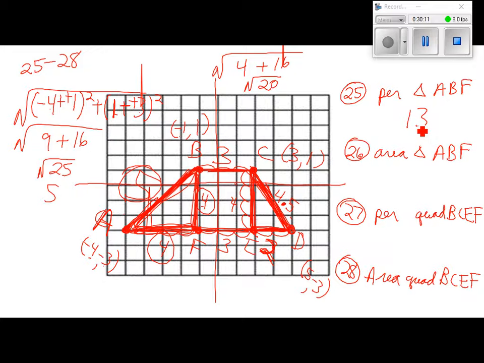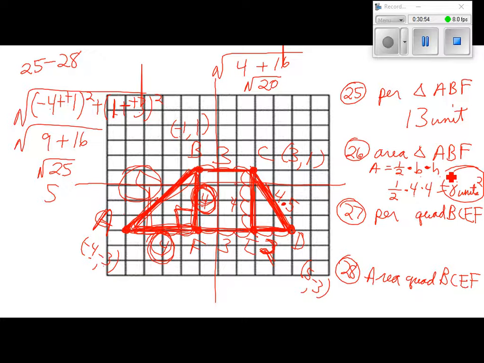So the perimeter there is 13 units. We want the area of that same triangle. This is a right angle right here. So this 4 is going to be our height. This 4 is going to be our base. So for area of a triangle, we do area equals 1/2 times base times height. Well, that's 1/2 times 4 times 4. Half of 4 is 2, 2 times 4 is 8, and you gotta remember it's 8 units squared. 8 units squared on that one.